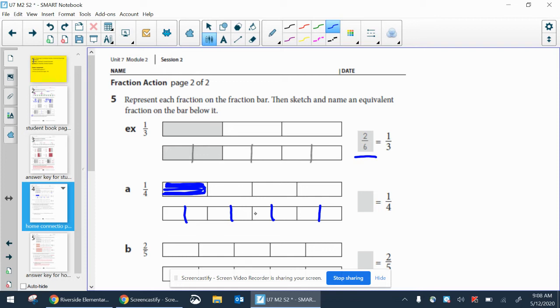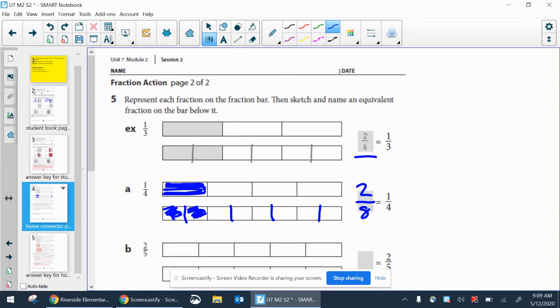1, 2, 3, 4, 5, 6, 7, 8. So my denominator is 8. And I'm noticing that if I line up here and shade in here, I will need 2/8 to equal 1/4. This is not the only answer, but that's the one that I decided to go with.